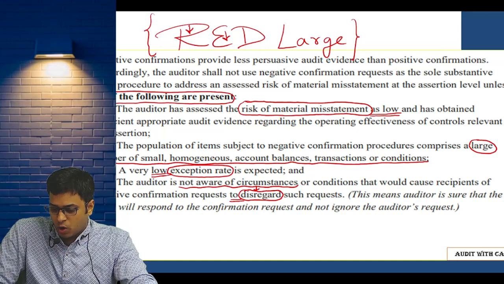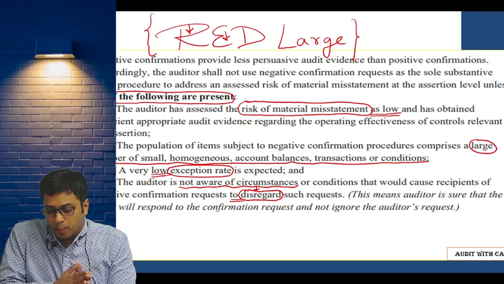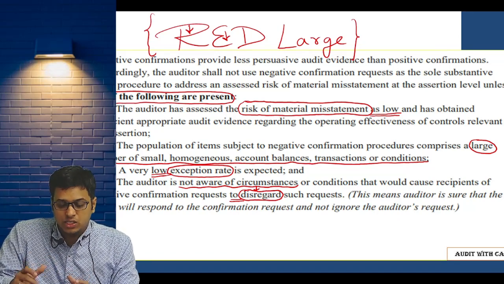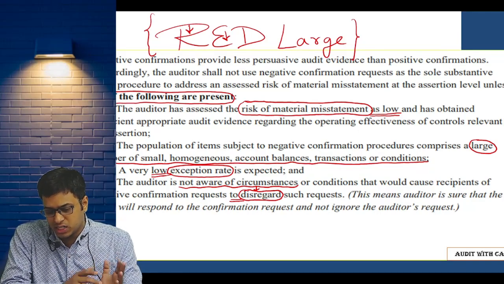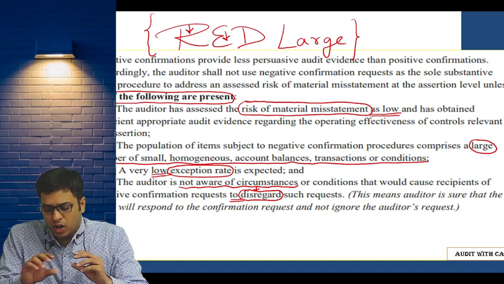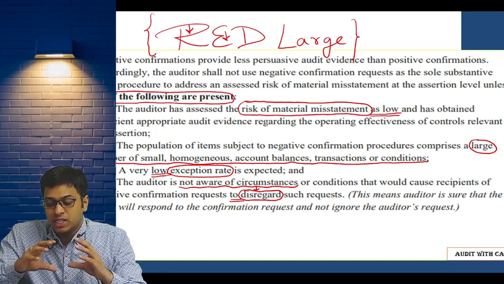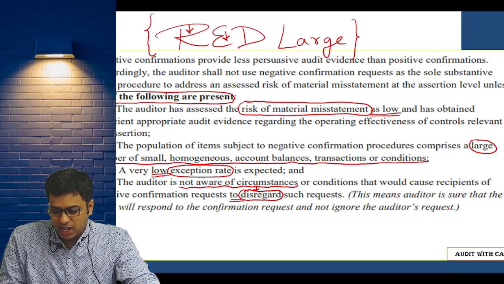And the fourth is, the population of the items subject to negative confirmation procedures comprises a large number of small homogeneous account balances, transactions and or conditions. Basically, there are lower value items, but the number of transactions is very, very large, and all the transactions are of similar nature. That is what we are looking at here. Simple. That is what we see in negative confirmation request.